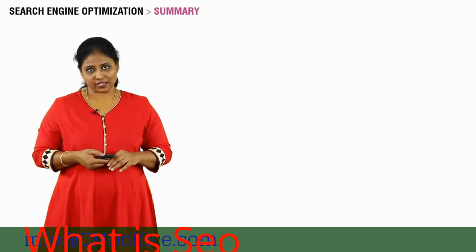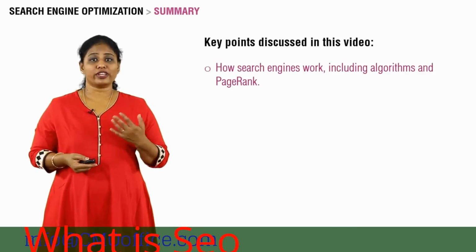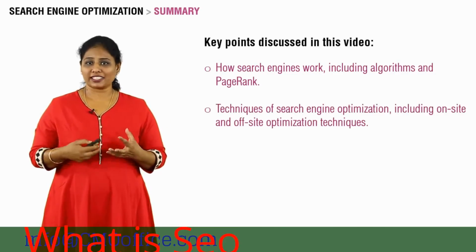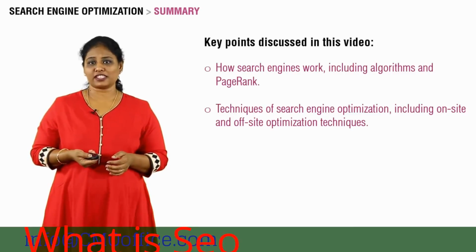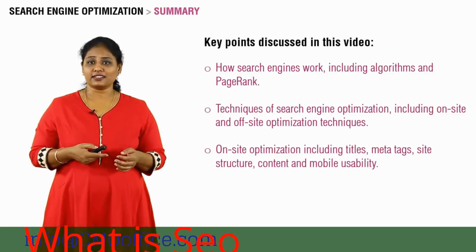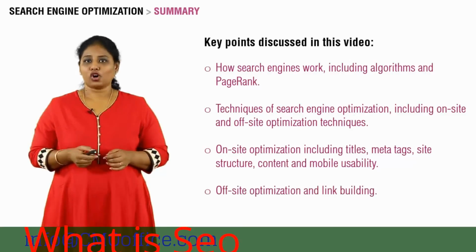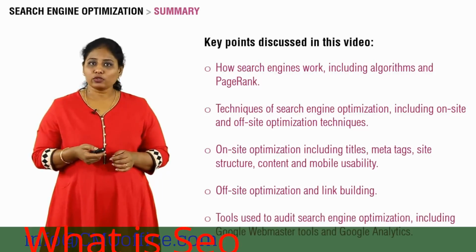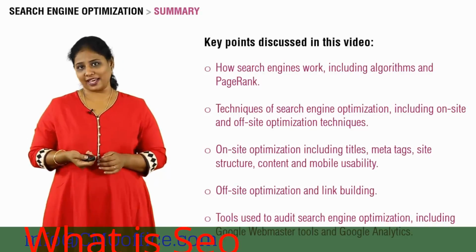Let's take a look at what we've learned in this module. We've learned how search engines work, including algorithms and the mystery factor called PageRank. We've spoken about the techniques of search engine optimization, including on-site optimization and off-site optimization techniques. On-site optimization in greater detail, including titles, meta tags, site structure, content, and mobile usability. Off-site optimization and the most important method of link building. And tools used to audit search engine optimization, including the Google Webmaster Tools and Google Analytics.